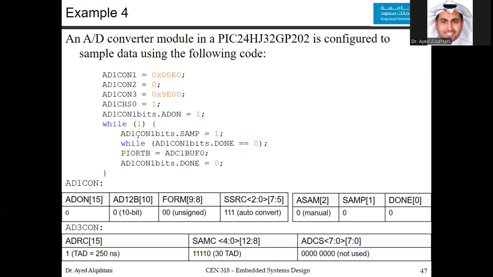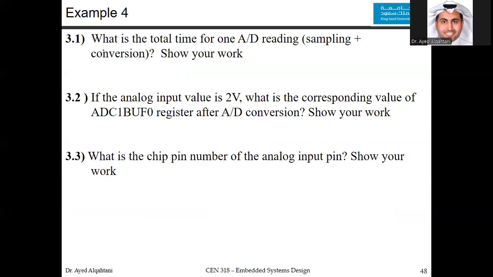And now we understand the code. We understand the special function registers here. Also, you need to know that since you have this statement, you are using AN1. We're trying to understand this code. We don't know what the requirement is yet. Now, for this code, it was required to answer the following. What is the total time for one AD reading, which is the sample and the conversion, and you should show your work.